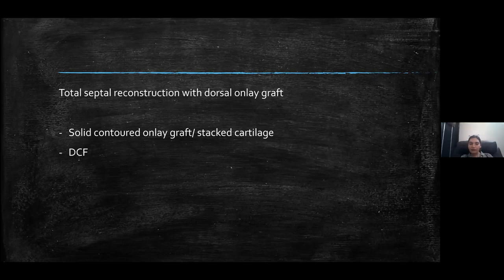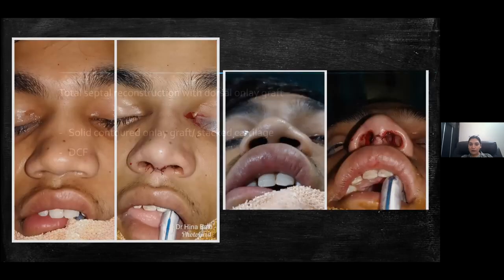And on top of this, DCF can also be used, but DCF cannot be relied on for augmentation of more than 2 to 3 millimeters. So in this case, I used a solid graft along with a DCF, diced cartilage with fascia, just to contour the solid graft.